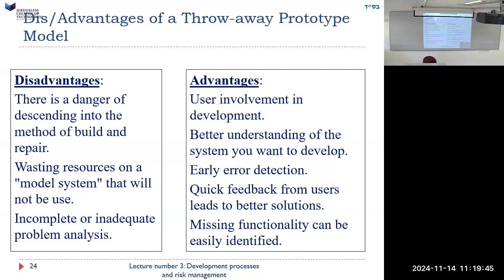Disadvantages. There's a danger of descending into the method of build and repair. In other words, when we're working on the prototype, we can say, oh, in the prototype I'll just make this one window actually work, because I see it's just a few lines of code. And then I'll make this one actually work. While you're doing the prototype, you start actually implementing things because you're tempted, you're right there and it's just one more line and you can get the thing working. So now you've started to do build and repair, and they can throw it all away.